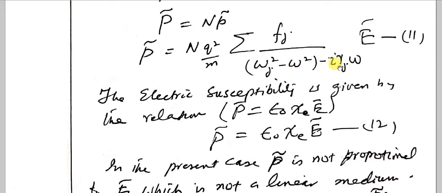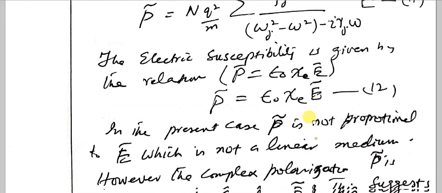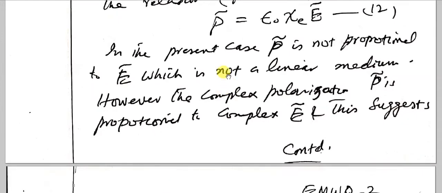So P is related to the complex E. P and E both are complex. The electric susceptibility is given by the relationship P is equal to epsilon naught chi times E, which is equation number 12. In the present case, P is not proportional to E if E is non-complex, so it is not a linear medium. However, the complex polarization is proportional to the complex E.